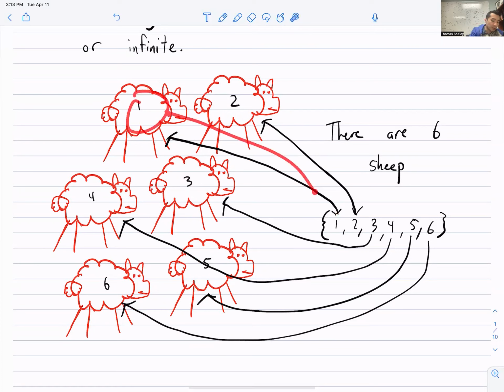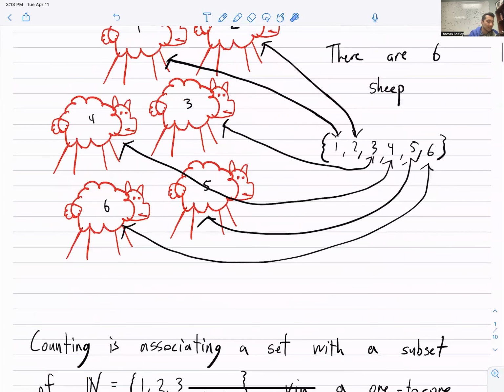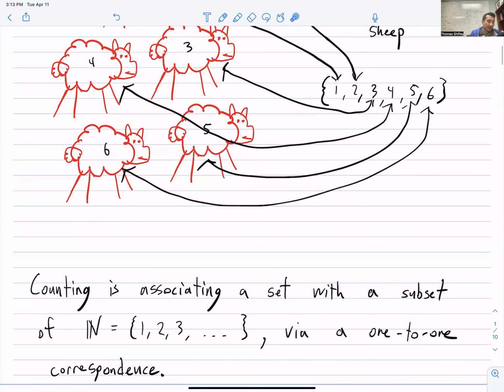That sheep corresponds to the number 1. That sheep corresponds to the number 2. That sheep corresponds to number 3, 4, 5, 6, etc. Because each sheep has exactly one number, it's accounted for, and each number has exactly one sheep, it's accounted for, we have a one-to-one onto function, and therefore there are 6 sheep because it's in bijection with the numbers 1 through 6.